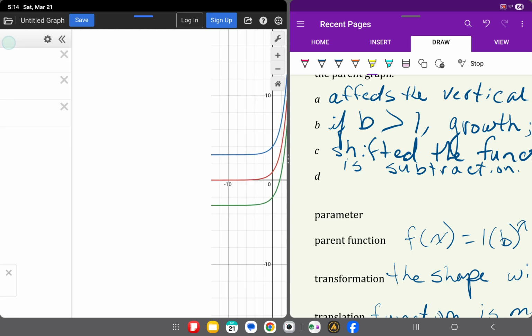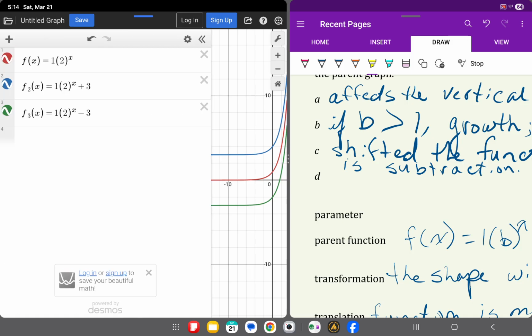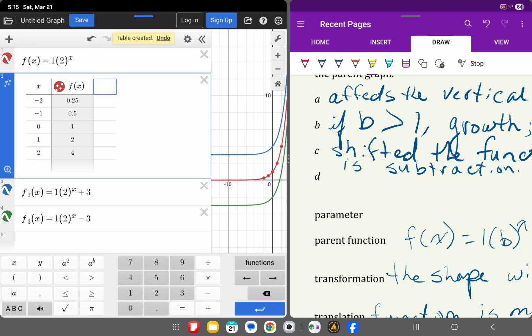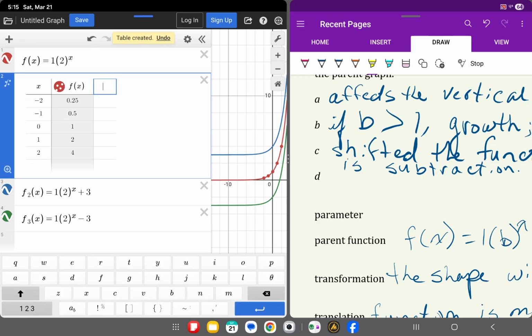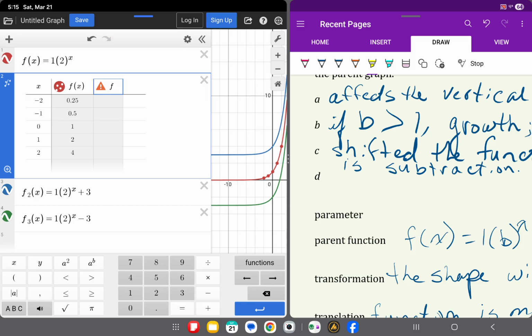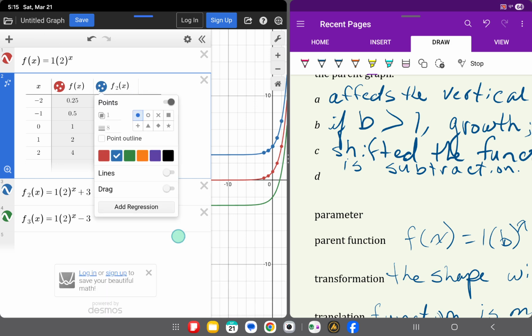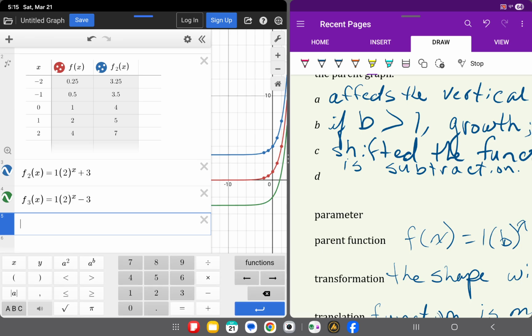So let's go ahead and look at those tables. Actually, those 3 tables. Let's go here. I'm going to grab this one. I'm going to put in f2 of x. Oh, no, I did that wrong. Can you get my parentheses around the x? Take that x out. And that one was in blue. I do want to match it.